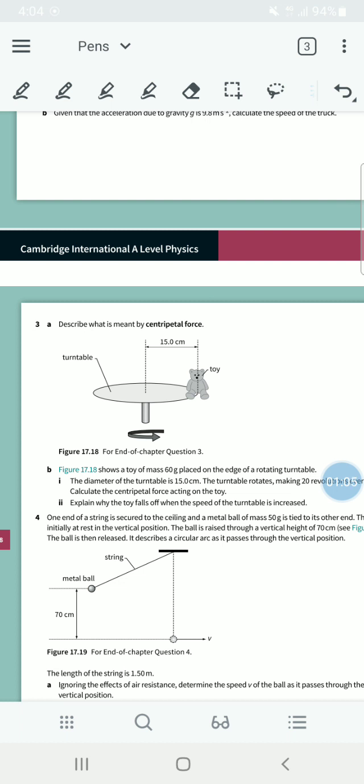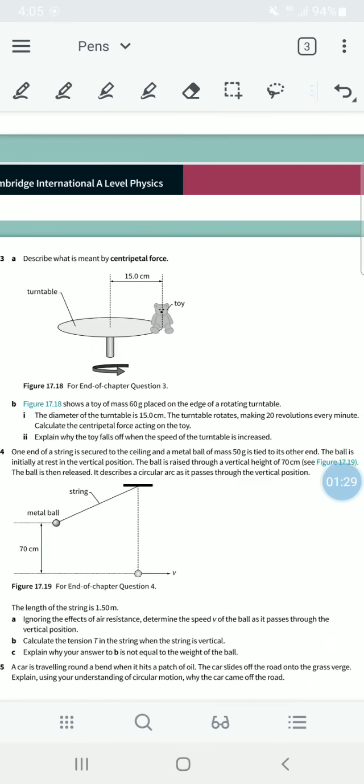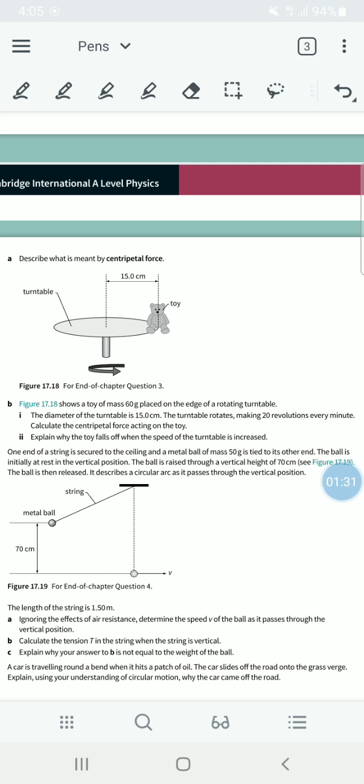Then question number 3, part B. Figure 17.18 shows a toy of mass 6 grams placed on the edge of a rotating turntable. The diameter of the turntable is 15 centimeters. The turntable rotates, making 20 revolutions every minute. 20 revolutions every minute, right?